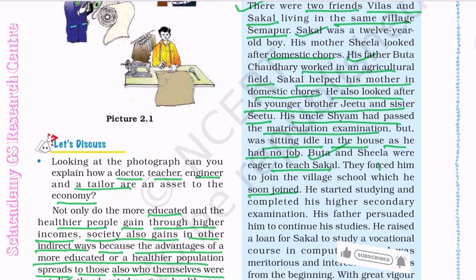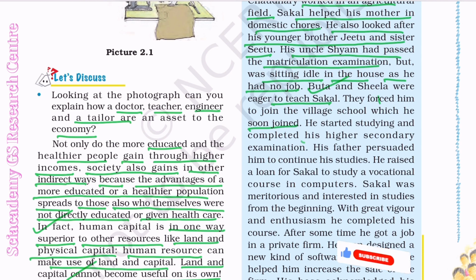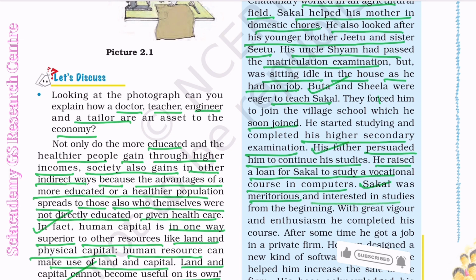He started studying and completed his higher secondary examination. His father persuaded him to continue his studies. He raised a loan for Sakal to study a vocational course in computers. Sakal was meritorious and interested in studies from the beginning. With great vigor and enthusiasm, he completed his course.